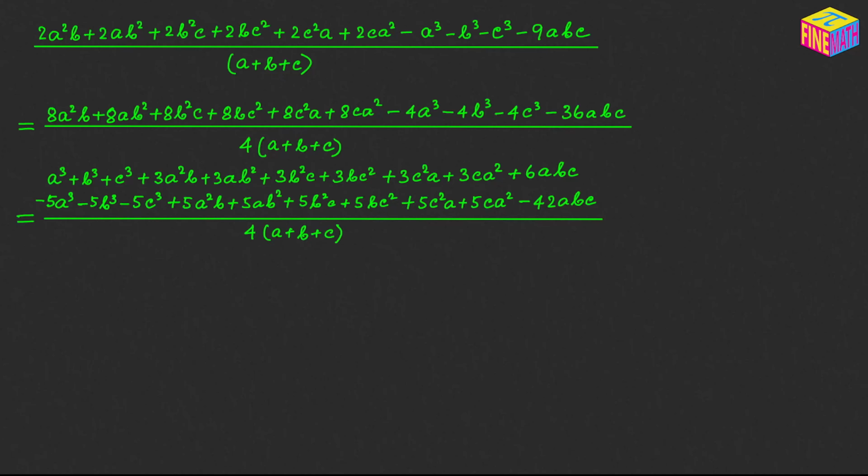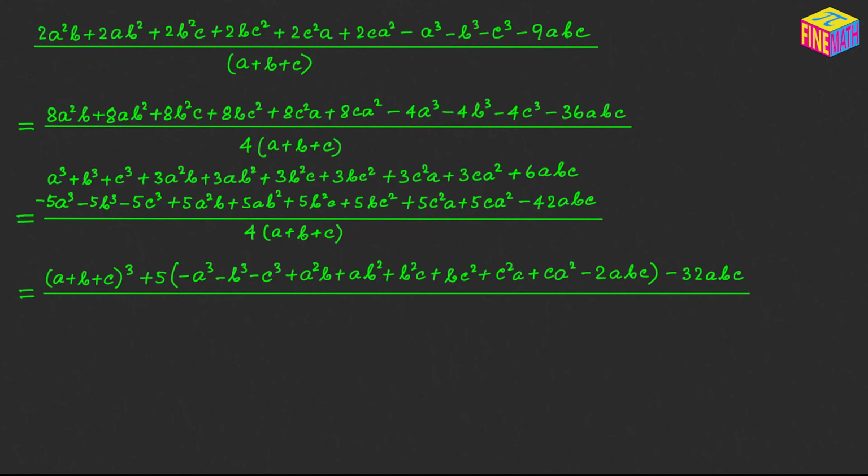And now if you carefully look at it, the first portion in the numerator, that is actually a plus b plus c whole cubed. So a cubed plus b cubed plus c cubed plus 3a squared b plus 3ab squared plus 3b squared c plus 3bc squared plus 3c squared a plus 3ca squared plus 6abc, that is actually a plus b plus c whole cubed. So then the numerator can be written like this.